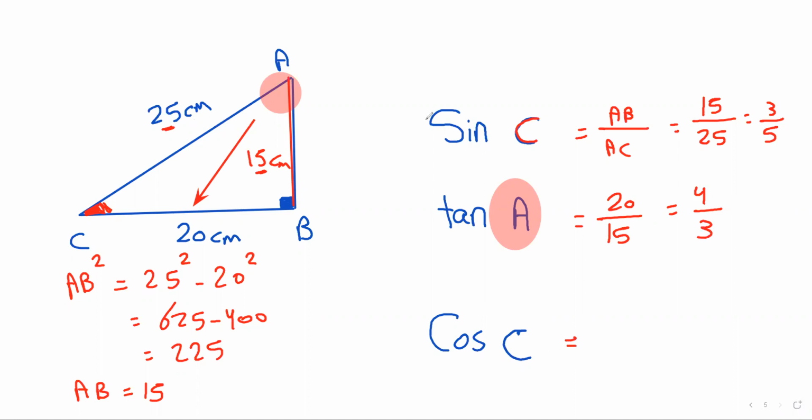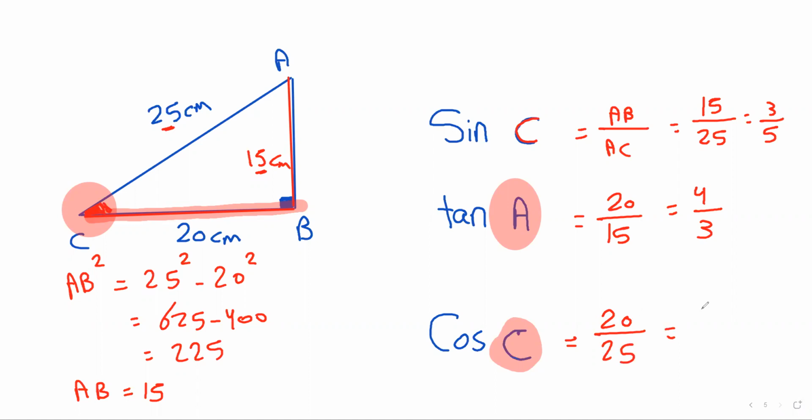I want to get cosine C. Determine the angle. Now we are talking about angle C. So cosine equals adjacent over hypotenuse. BC is the adjacent side. This side is the adjacent to C. So 20 over hypotenuse 25. Simplify, divided by 5, 4, and divided by 5, 5. That's it.